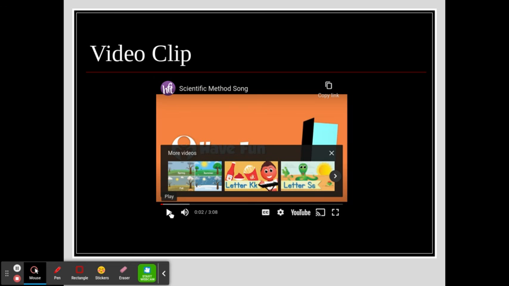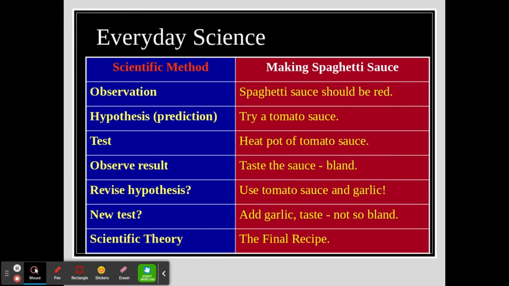So there's another little video clip that I thought was pretty cool. It was a review of the scientific method, so please feel free to watch this. I like this comparison of using the scientific method in your world. So if you look here, if anybody's Italian, you know this all too well, but when you make red sauce or gravy, depending on what your ethnicity and your background is, your observation is that spaghetti sauce should be red. So you're going to say, all right, I'm going to make some spaghetti sauce. I'm hungry. I want to try out this new recipe.